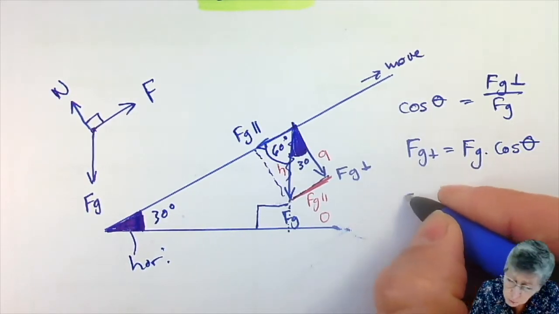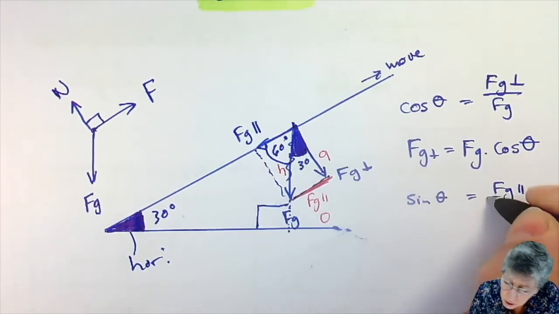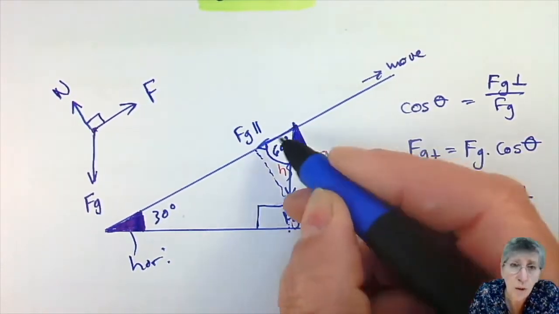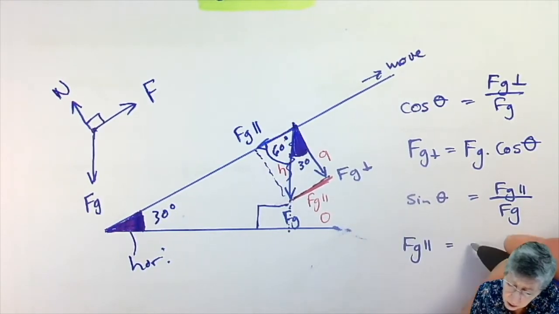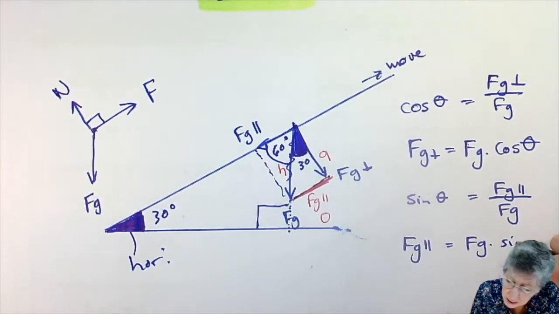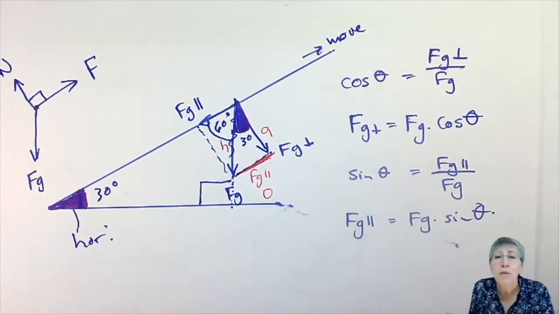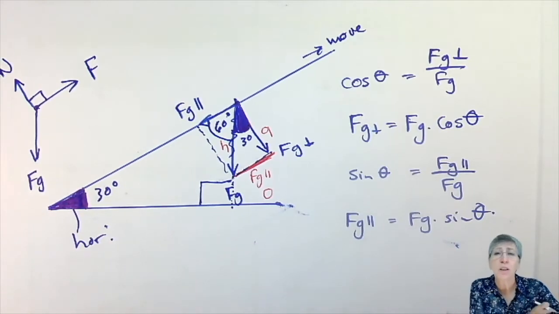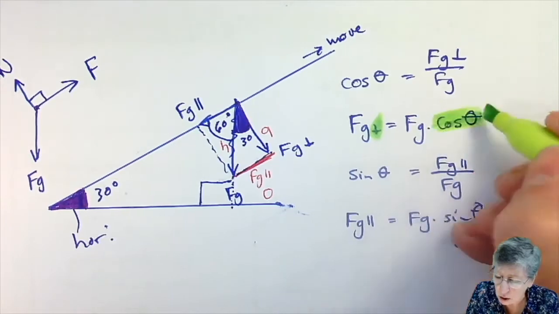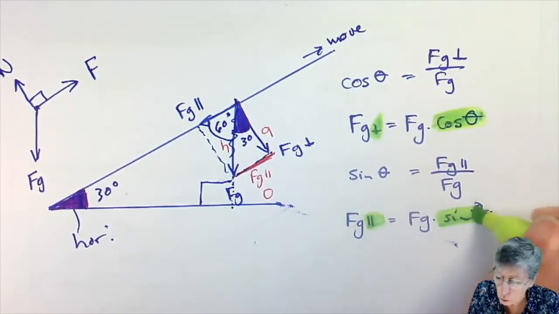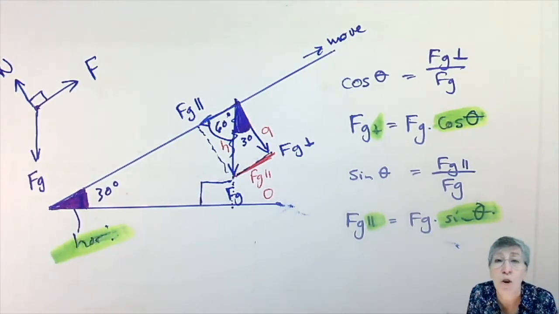And the same way I will say sine theta will be the parallel one divided by the whole gravity, the hypotenuse, and then I end up with the parallel one being the whole gravity times sine theta. Right, so now once again, no time in future to rework this, to rethink this. You just have to know the perpendicular one is always going to be cos and the parallel one is always going to be sine, and I just have to check that I've got the angle with the horizontal.